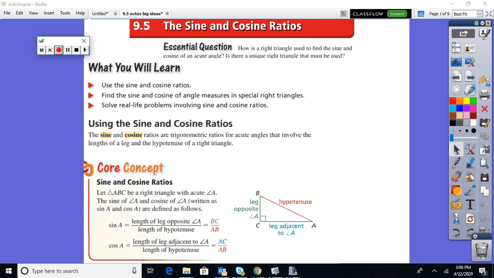This is 9.5's notes. And I alluded to it earlier when I was talking about the tangent that we got a couple more ratios coming. And today we talk about the sine and the cosine ratios. So you're going to need a calculator again for this lesson. And basically guys, it's just a comparison of the two sides that we haven't done yet. So the tangent did the two legs of a right triangle. Sine will do the opposite and the hypotenuse. Cosine will do the adjacent and the hypotenuse. So check out our core concept here and see what we're talking about.